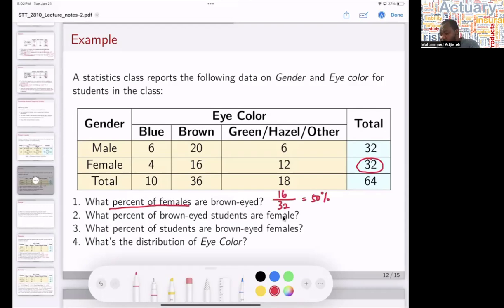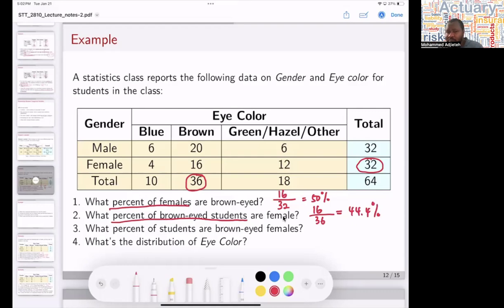Let's get to the next question. What percent of brown-eyed students are female? How many brown-eyed students do we have? When we look at this, we have 36 brown-eyed students. How many of them are female? 16. That represents 44.4%.